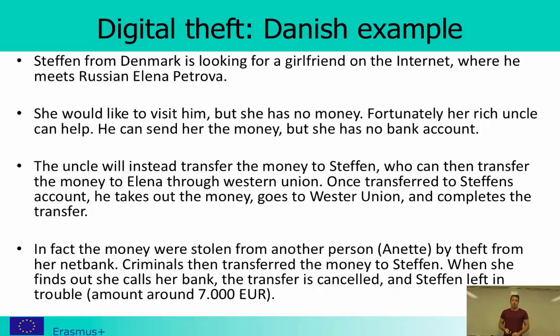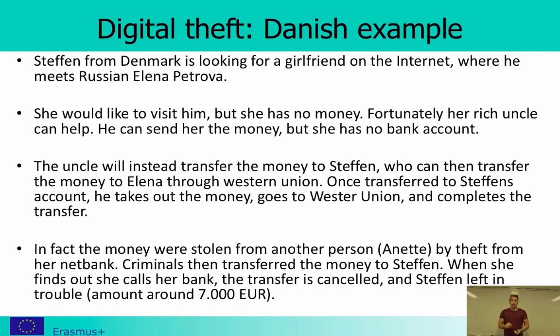So Stefan is waiting for the money to get into his account, and when the money is on his account and he can see it, he goes to the bank, takes out the money and transfers it to Elena. What he doesn't know is that the money is actually stolen from another Danish person, Annette, by theft from her net bank. The criminals have transferred the money from Annette's account to Stefan's account. That's a traceable transaction.